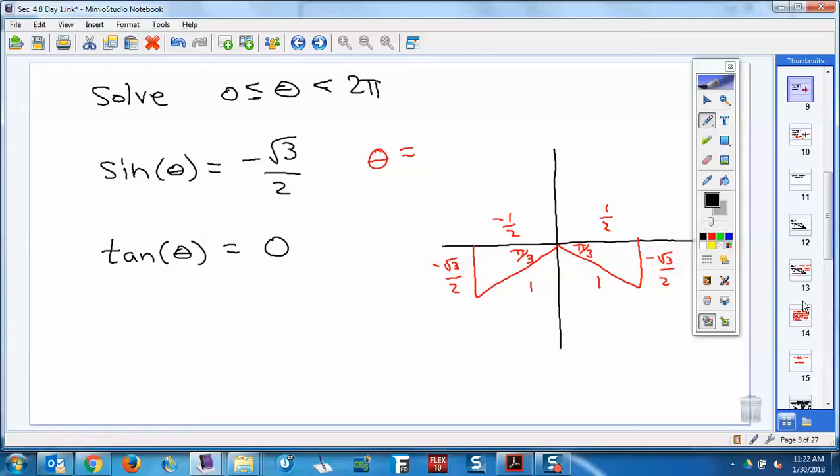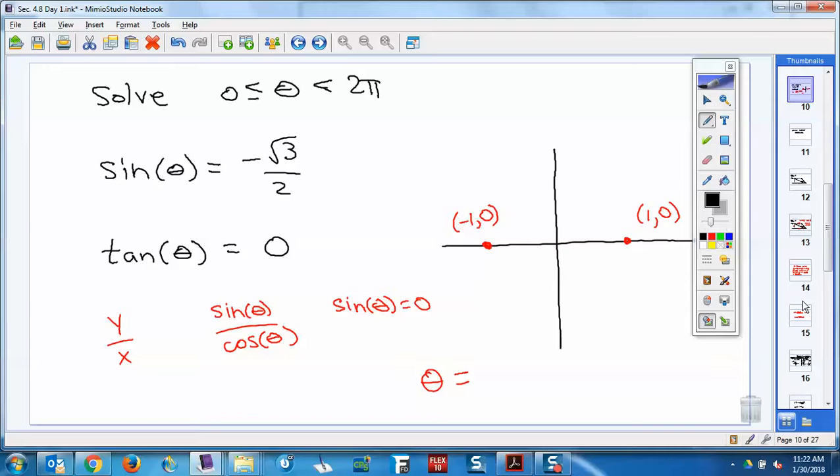Okay, what about tangent is 0? Well, tangent is sine over cosine, right? That's one way to think about it. It's y over x. So a fraction is 0 when what? When the top is 0, right? So if tangent is 0, I'm thinking of this as sine over cosine, or y over x, and I'm thinking, well, the y has to be 0. For tangent to be 0, the y has to be 0. Well, where is the y 0? At those 2 points right there.